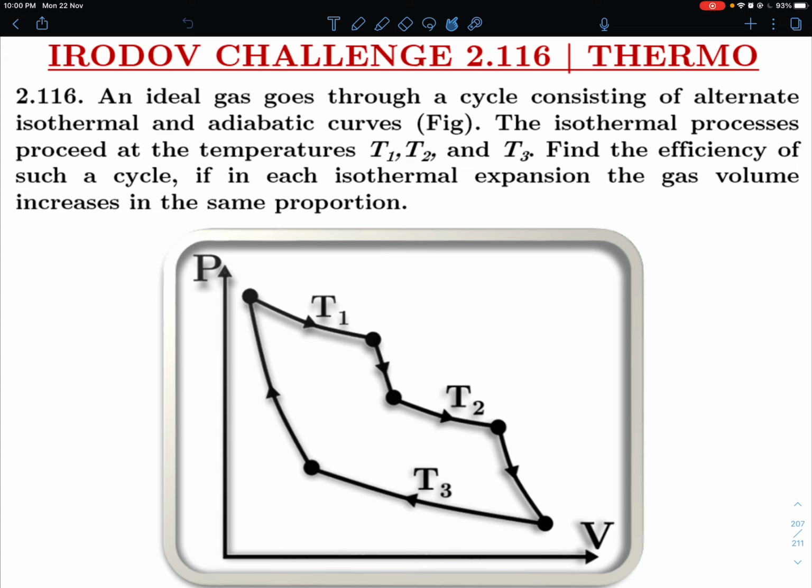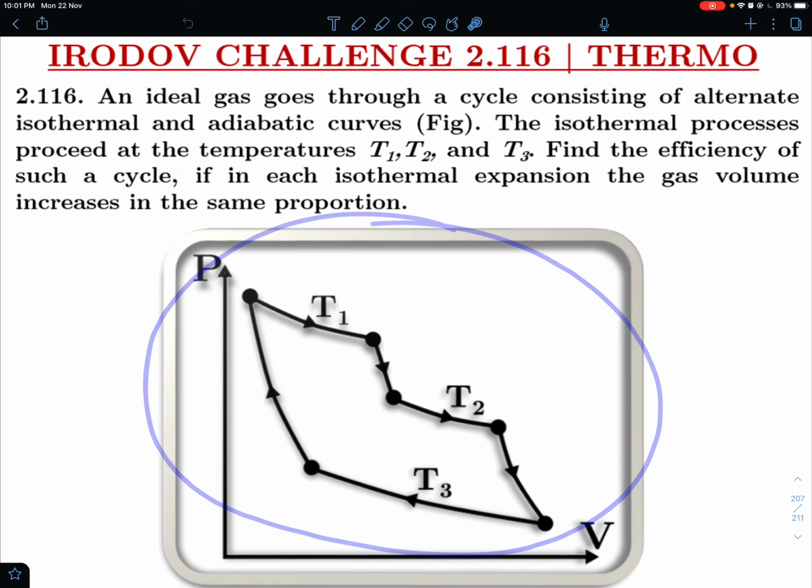So today I've brought another challenge from Irodov. This is Irodov 2.116, and the reason I've chosen this challenge is because many students find this difficult, and this is one of the very frequently asked doubts from Irodov. So that's why I decided to do a video on this one. Let me read out the question for you.